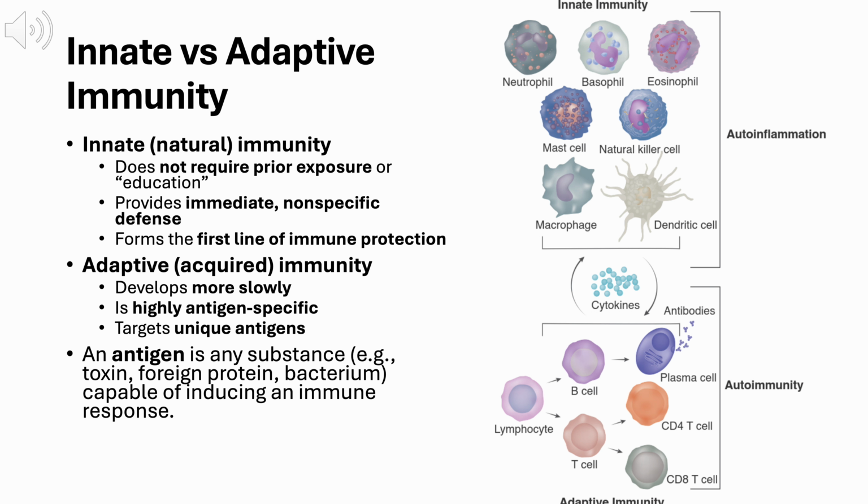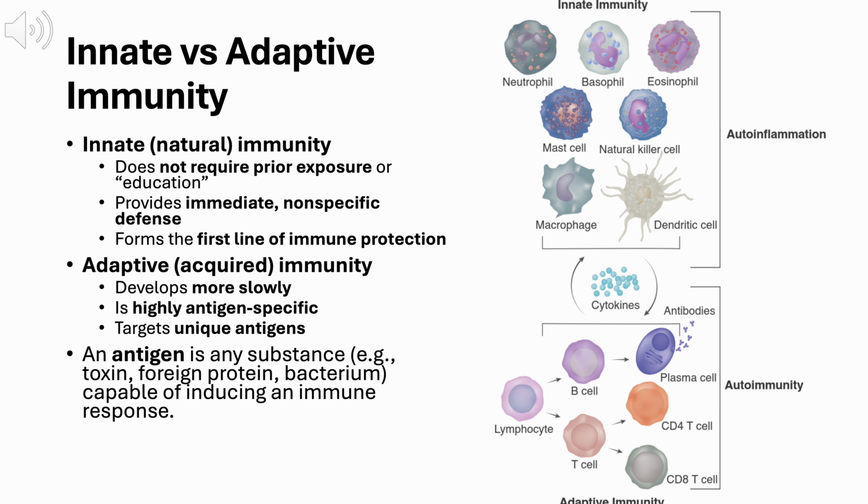Now that we have defined the two arms of the immune response, we can compare them more directly. Innate immunity does not require prior exposure or immune education. It responds immediately and non-specifically, forming the first line of defense. As shown in the upper portion of the diagram, its major cellular components include neutrophils, basophils, eosinophils, mast cells, natural killer cells, macrophages, and dendritic cells.